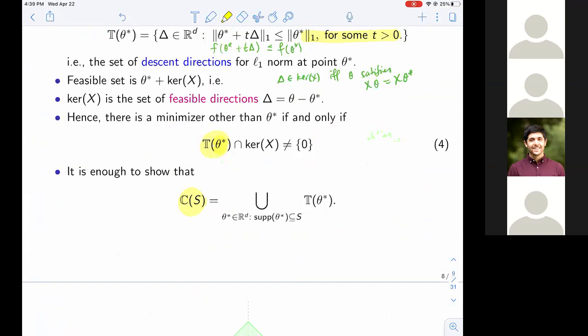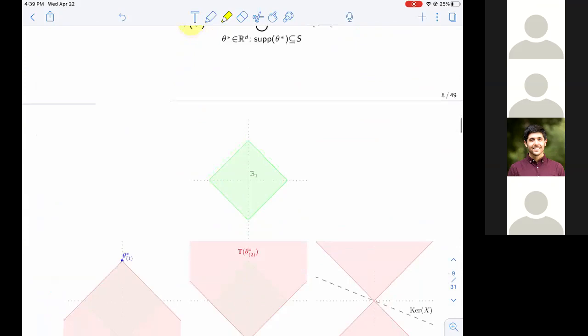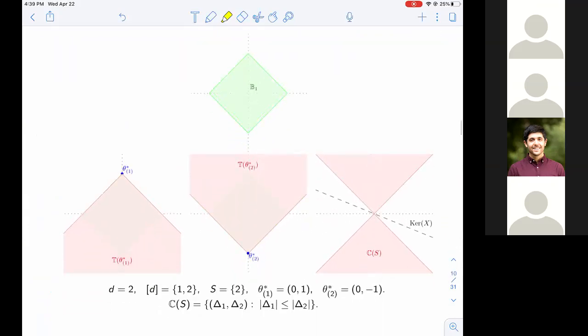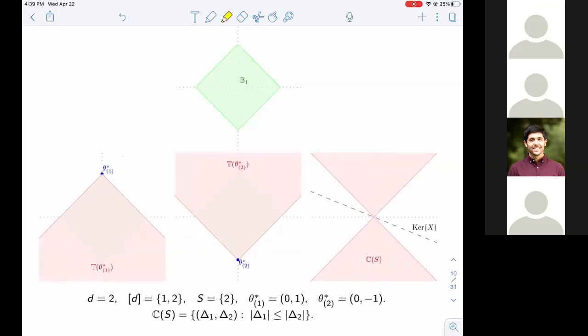Clarifies a lot. Okay, good. I don't know what clarifies a lot, but one of these statements clarified. Okay. So why this is the case, let me show you by just some example.